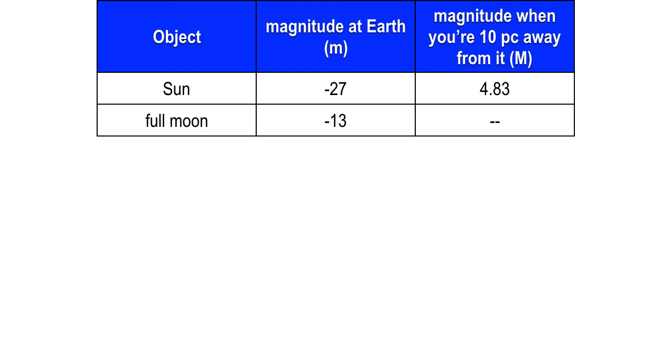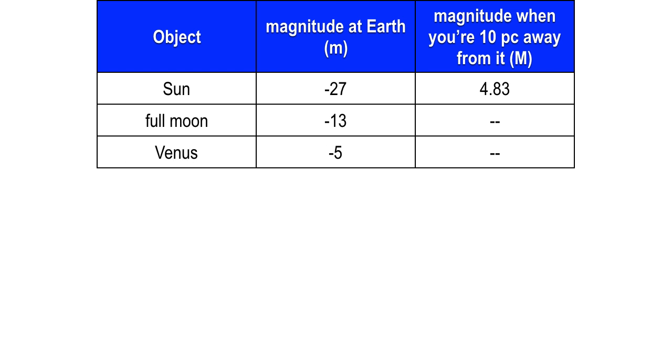The full moon. The apparent magnitude is minus 13. Okay, that's pretty bright. It's reflected sunlight. It's not a source of light. And forget about seeing it from 10 parsecs away, so just leave that blank. Venus, also very bright, minus 5. Of all the planets, this one's usually the brightest. Because it's fairly close to Earth, and it reflects light from the Sun, it's not a source of light. It reflects sunlight, but it's a minus 5. And again, forget about trying to measure it from 10 parsecs away.